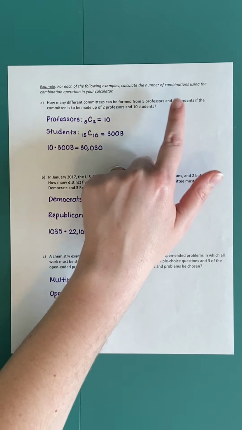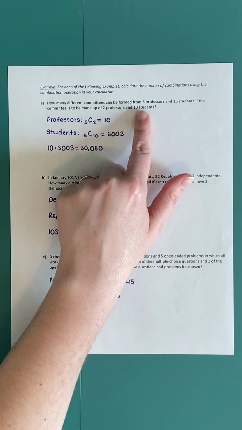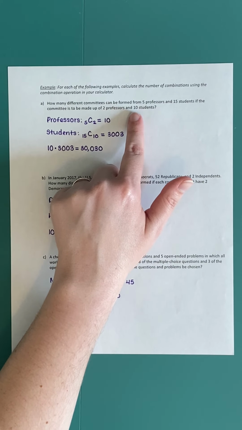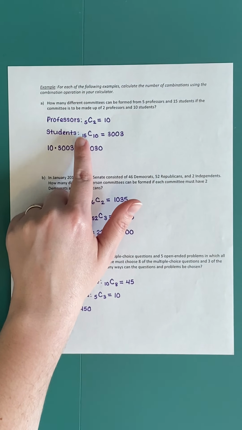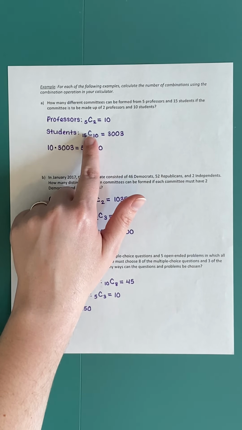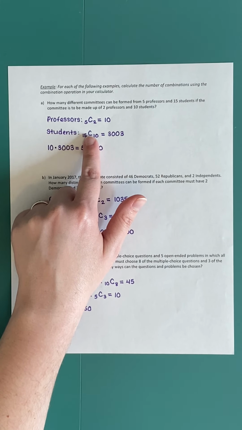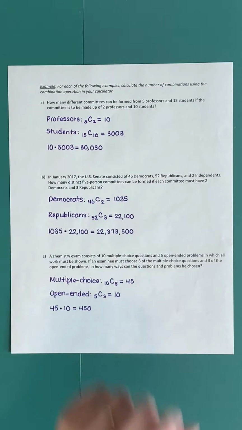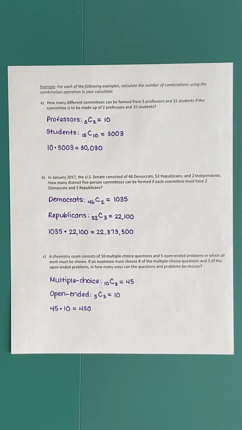Now the second step in the process is to choose the students. So we have 15 to choose from, and we're supposed to choose 10. So N is going to be 15. R is going to be 10. We're taking again a combination because the order doesn't matter here. 15 combination 10 is going to be 3003.